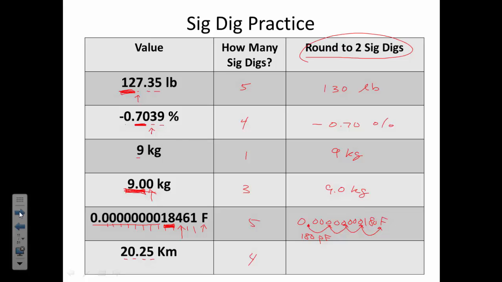On this kilometer problem, here's my first 2 digits, and I look to the second 2 here to see if that's my rounding digit, and I'm not going to round up on that one, so I get 20.